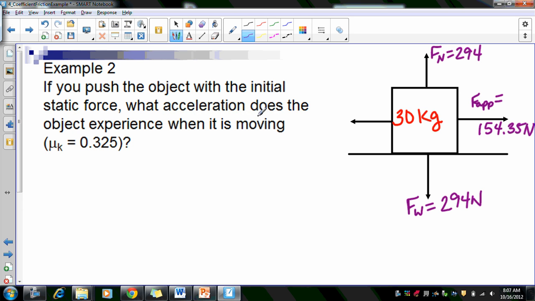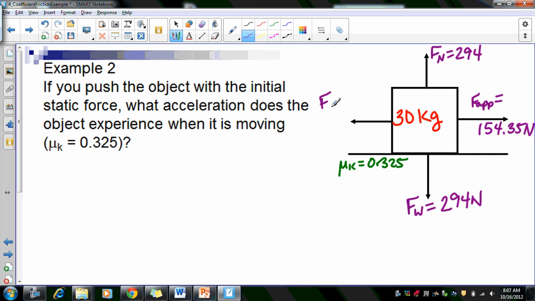Now, since it's moving, the kinetic coefficient is different. Notice it's a smaller value, and that's because once an object is moving, it's easier to keep it moving. So kinetic is less than static. We'll put that here on our surface. So mu k is 0.325. Notice there's no units. This is one of the few numbers the entire year that will not have a unit.